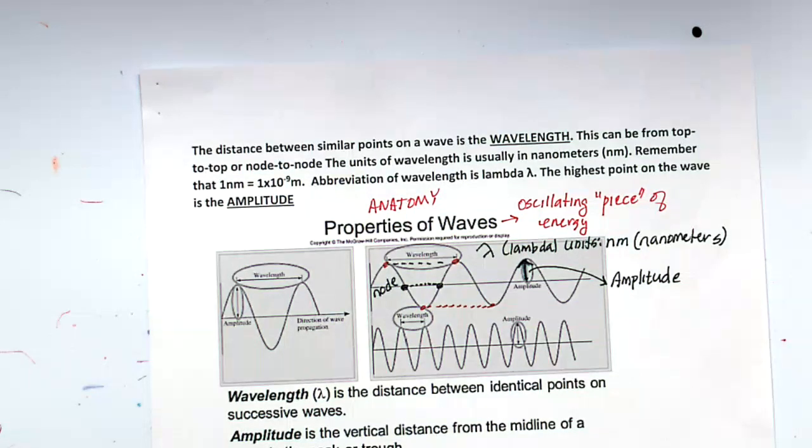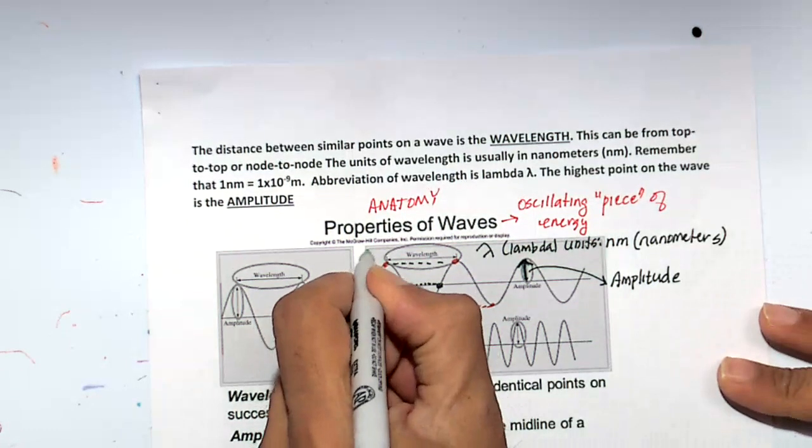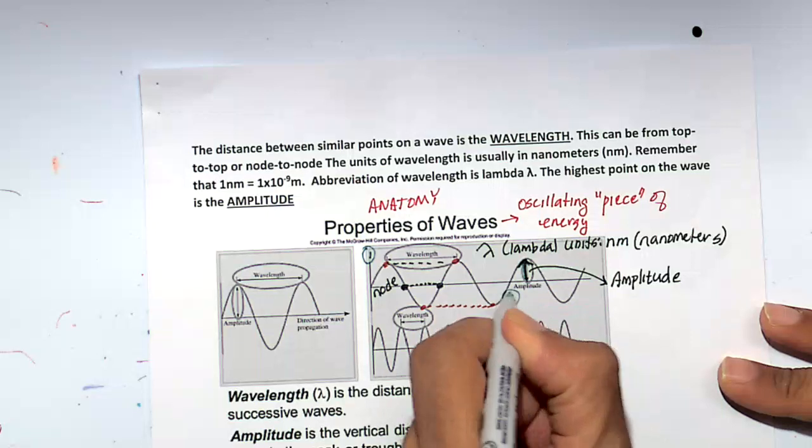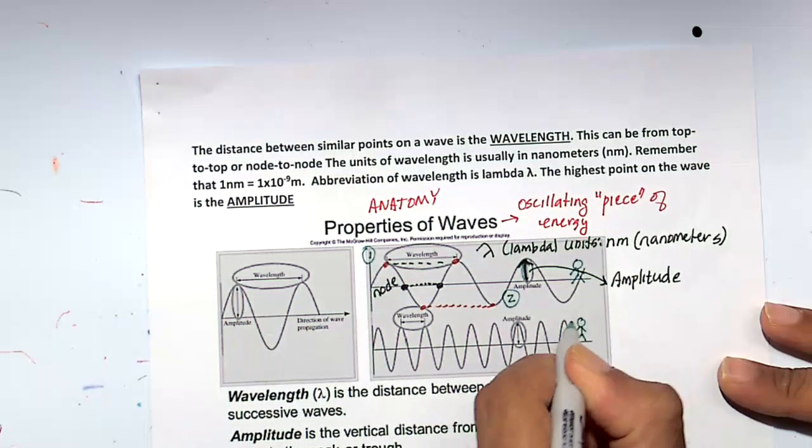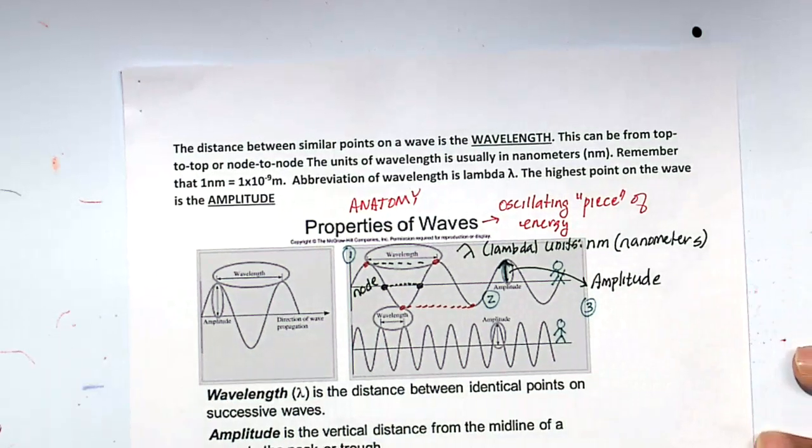And then finally, the last point. Wavelength is number one, amplitude is number two. Another important part is what's called frequency. The other anatomy of the wave is called frequency.